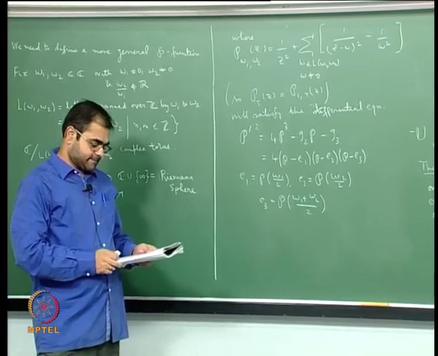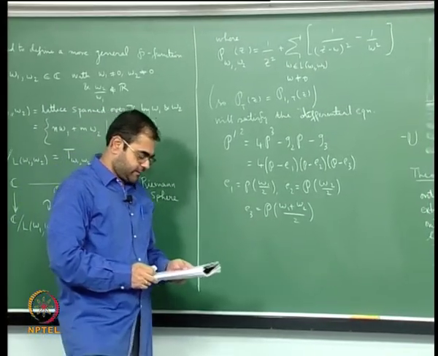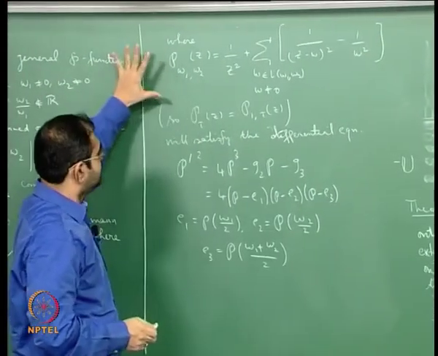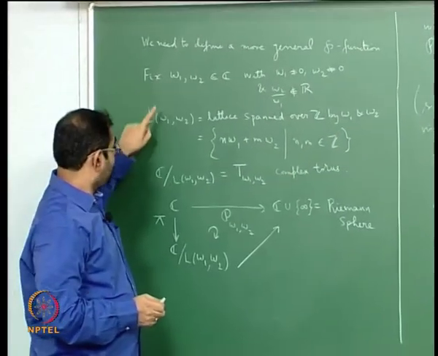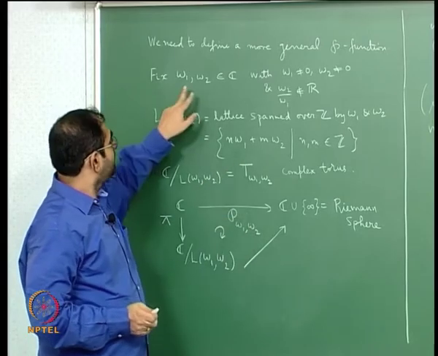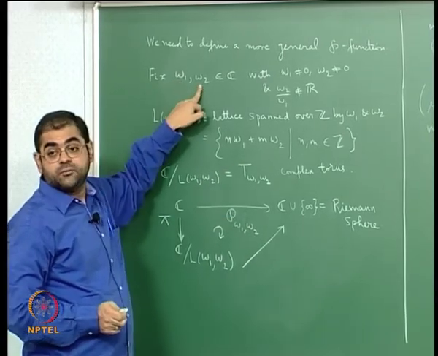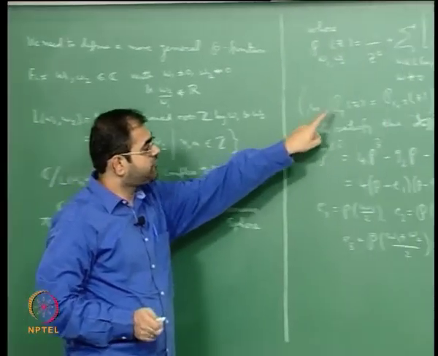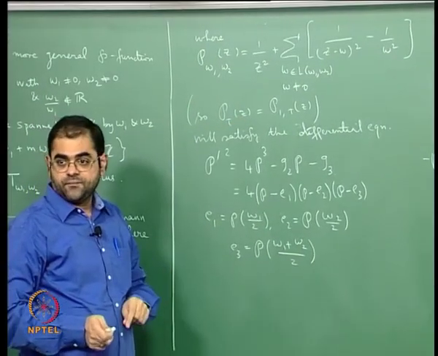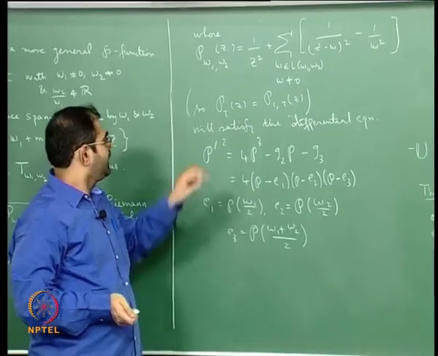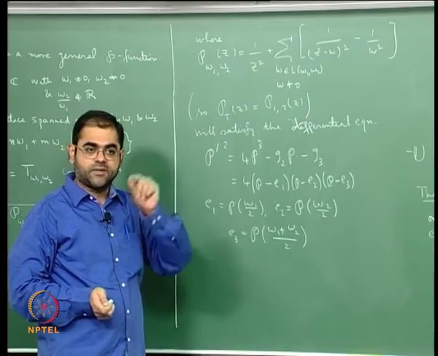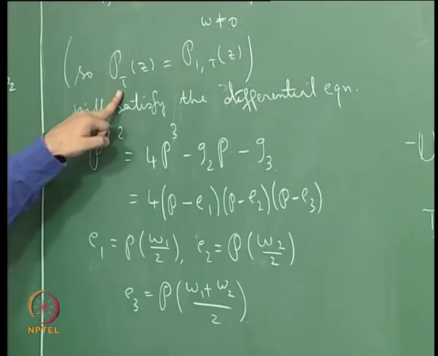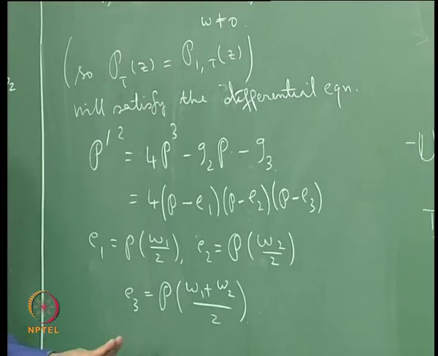Now, the advantage of all of this is that I can replace ω1 by 1 and ω2 by minus tau, where tau is in the upper half plane. See, in the original ℘ sub tau that we defined, tau was in the upper half plane, so I couldn't replace tau by minus tau, because if tau is in the upper half plane, minus tau is in the lower half plane, and I have not defined the ℘ function when tau is in the lower half plane. So it is only to overcome that difficulty that I am looking at this more general ℘ function.